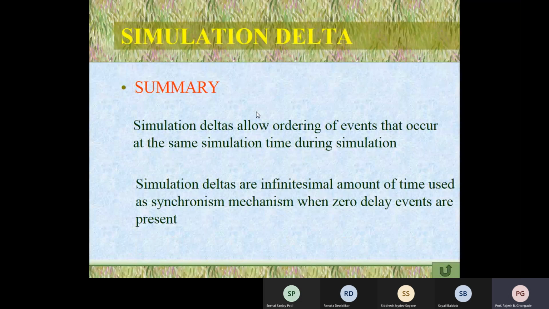To summarize this, simulation deltas allow ordering of events that occur at the same simulation time during simulation. These simulation deltas are infinitesimal amounts of time used as a synchronism mechanism. This is very important when zero delay events are present, that is, when events are occurring concurrently. So that is the importance of simulation delta. Without simulation delta, it is not possible for us to simulate the concurrent behavior.